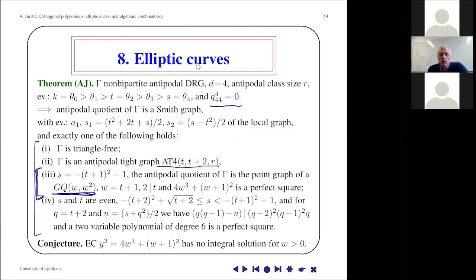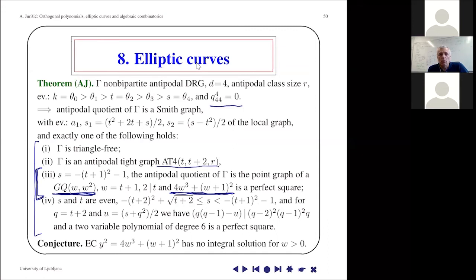And well, if there is a cover, then based on study of eigenvalues, it turns out that this has to be a perfect square because of the integrality of multiplicities, and then as a consequence also integrality of eigenvalues in this case. So I recognize, of course, that this is an elliptic curve, and I conjectured that this elliptic curve doesn't have any solution. Of course, it does have one solution.